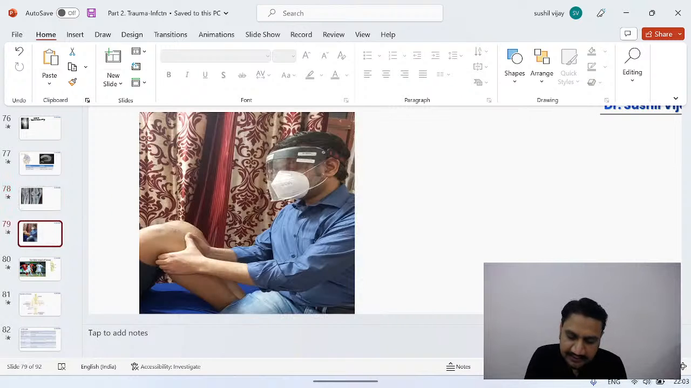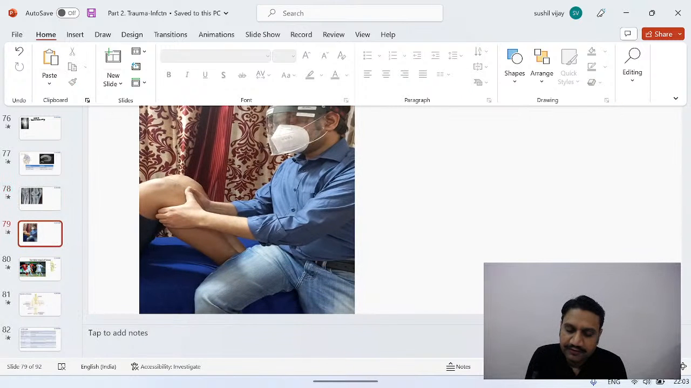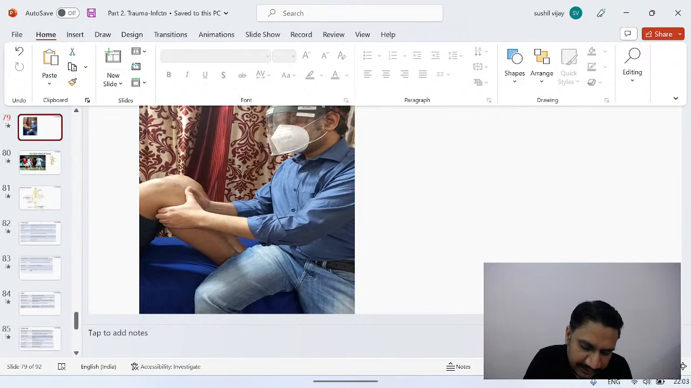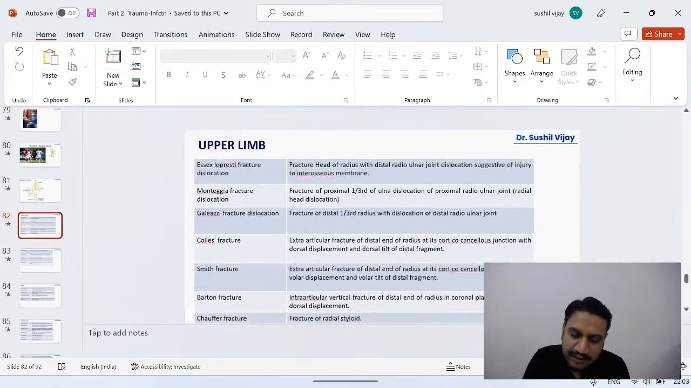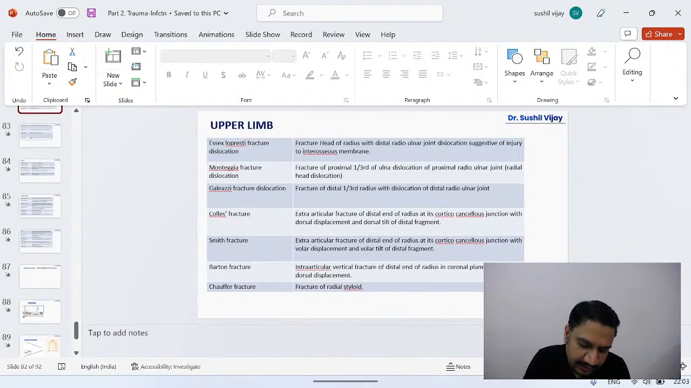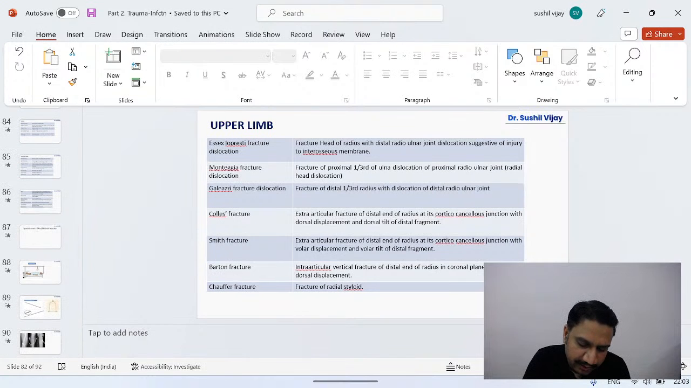And then this is the test. I'm sitting on the foot of the patient. I'm trying to pull the tibia anteriorly. What are we doing? This is the draw test, the anterior draw and the posterior draw. So these are all the eponyms you can learn.